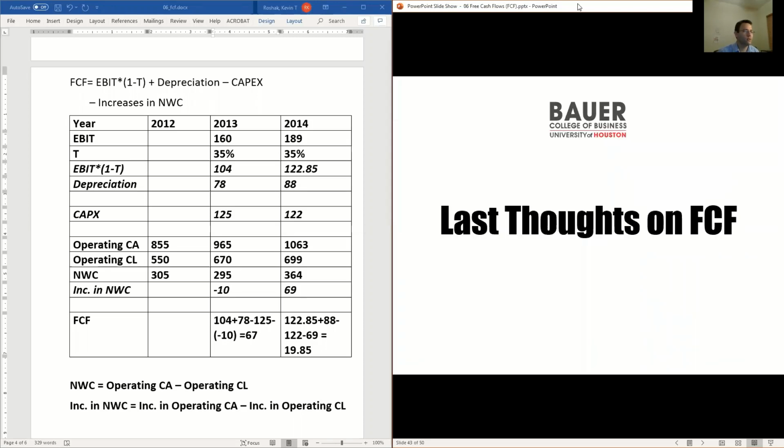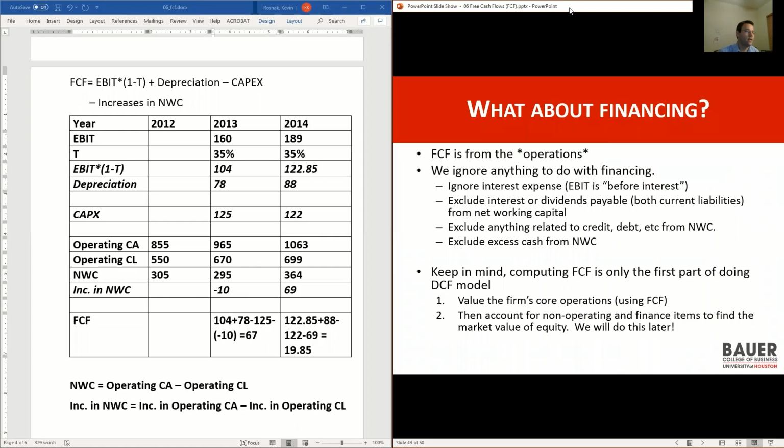So I'll conclude with just some last thoughts on the free cash flows. Again, we've talked about this over and over again. Free cash flows from the operations. Anything that has to do with financing, we've ignored. When it came to calculating our income, we ignored interest expense. When it came to our net working capital, we excluded anything that had the words interest or dividends, credit, debt, whatever, and we excluded cash from the net working capital. We're just trying to focus on the operations.